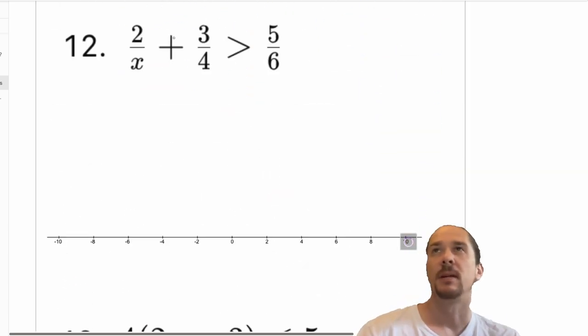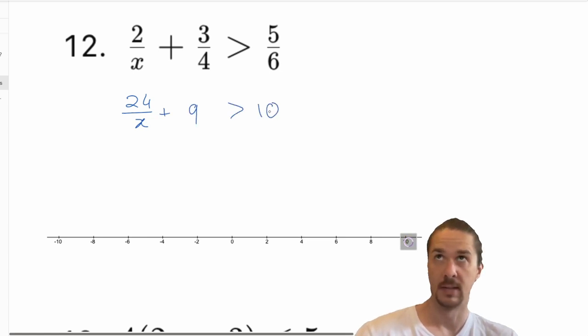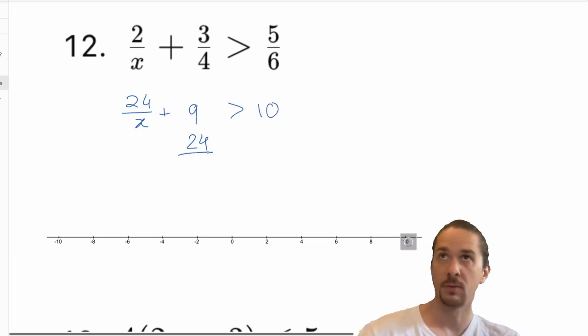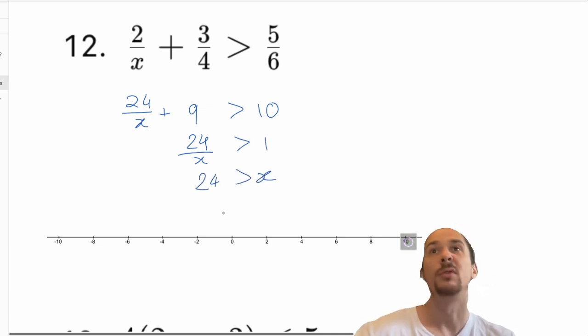Let's see, if I multiply everything by 12, we're going to have 24 over x plus 9 is greater than 10. In other words, 24 over x is greater than 1. In other words, 24 is greater than x. Also, we could say x is less than 24.